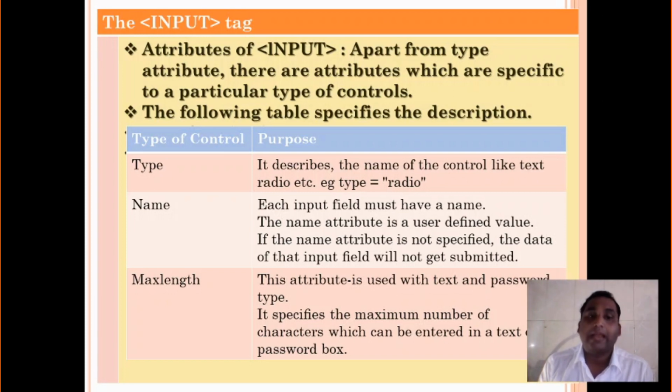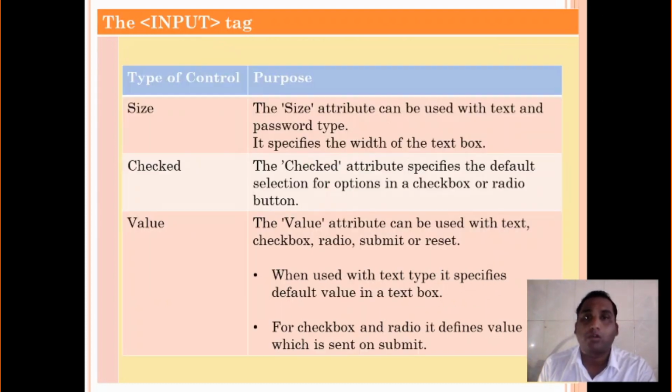Max length. The attribute is used only with text and password type to specify the maximum length of the text or data to be typed in that text box or a password box. Size. The size attribute can be used with text and password type, only with text and password type. It specifies the width of the text box. The text box width can be given with the help of the size attribute.